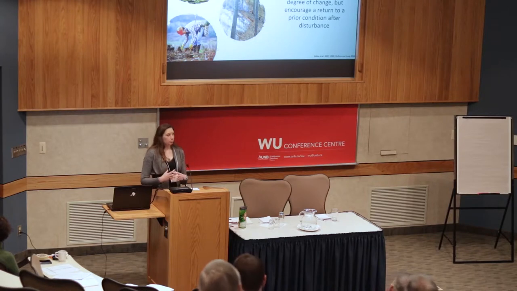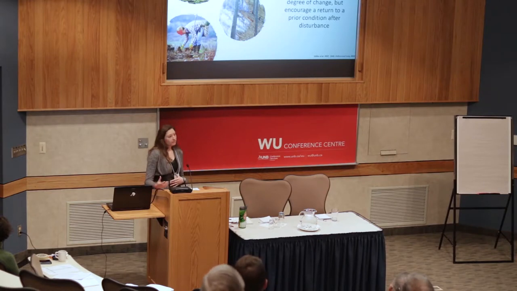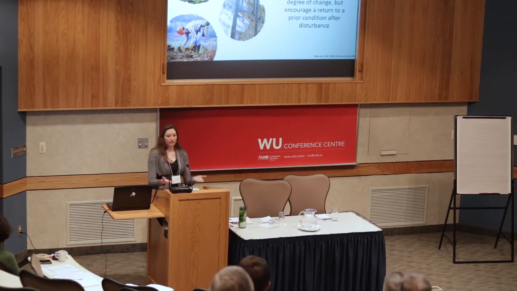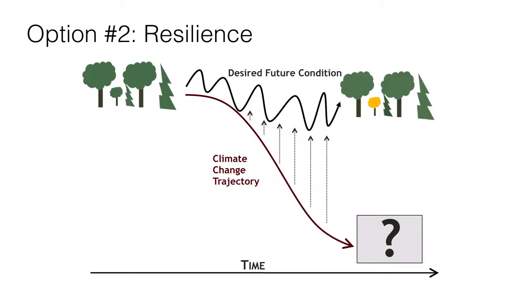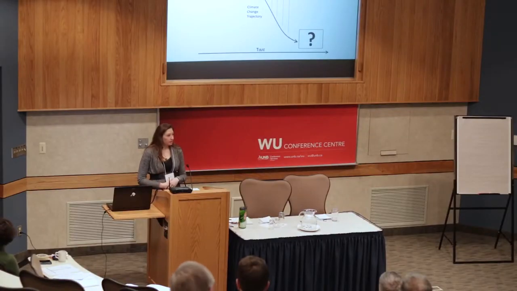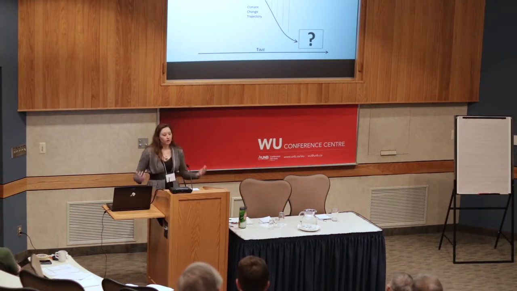Things like prescribed burning might be a good option for this, especially in ponderosa pine stands, selective thinning, or maybe planting an increase of some of the rare species within that current stand that exists within that forest ecosystem. With resilience, again, we have our current condition and the desired future condition is only slightly changed, but it's able to bounce back, which is what that squiggly line is representing, from those different disturbances. However, with this option, we also know that the amount of capacity and time and risk as we move forward toward this future is also going to increase over time as we move toward that uncertain climate change trajectory.